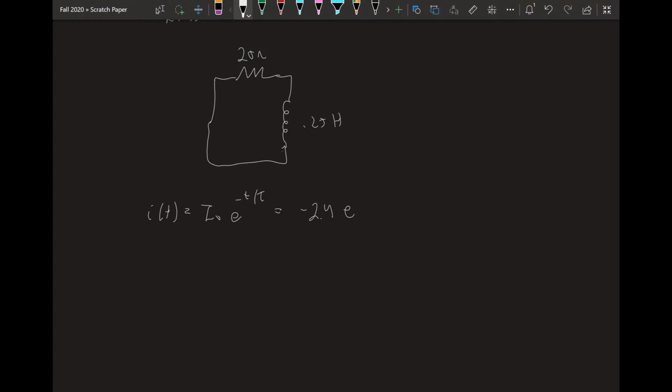What's tau? Tau for an RL circuit is the inductance over the resistance. So that's going to be negative t times the inductance, 0.25, over the resistance, 25. So this equals negative 2.4 e to the negative 100t. And that's our answer, the current of the circuit involved with that.